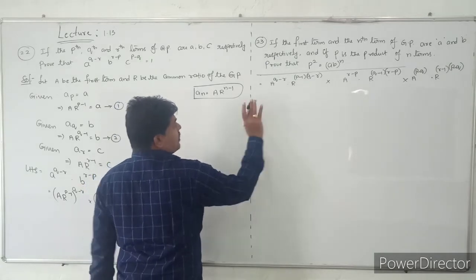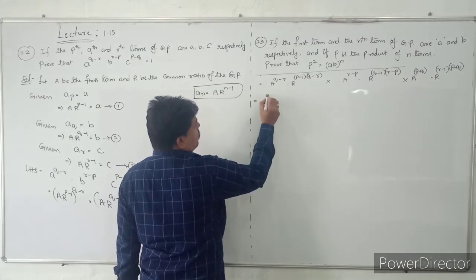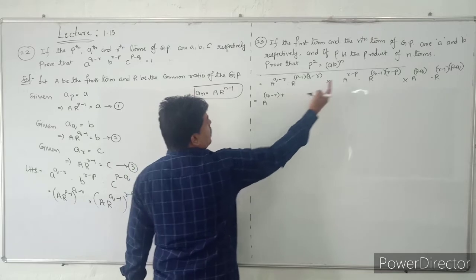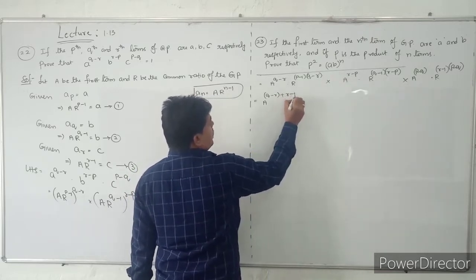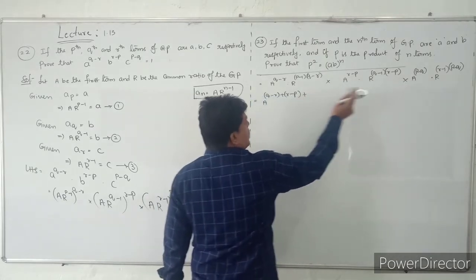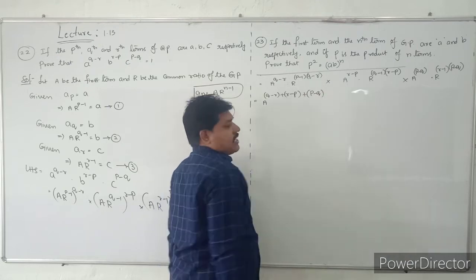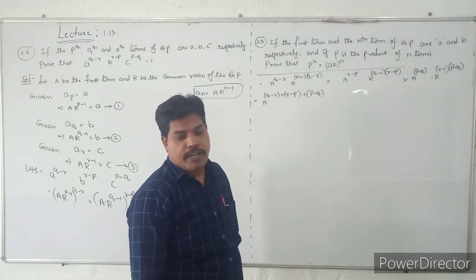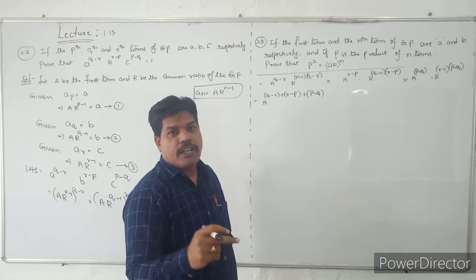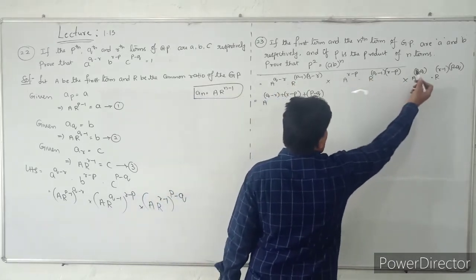So first, add the powers of A. The power of A is Q minus R, plus R minus P, plus P minus Q. Since x power m into x power n becomes x power m plus n, when the bases are equal you can add the powers. So here we have A power Q minus R, A power R minus P, A power P minus Q.